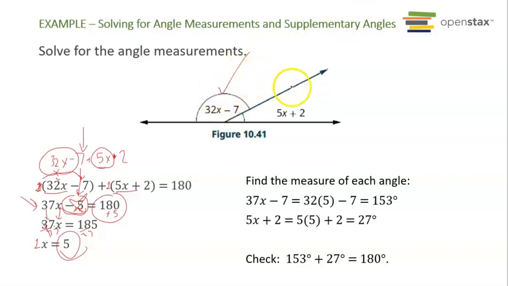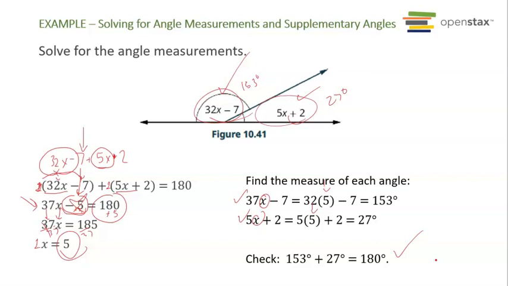This one's got 32 of them, and this one's got 5 of them. So now I need to find out what these angle measures are. I have to take these original expressions, take the x out, and put the 5 in. So this one's 153. This one is 27. I make sure they add up to 180 to make sure I solve this the right way, and then I'm all good to go.